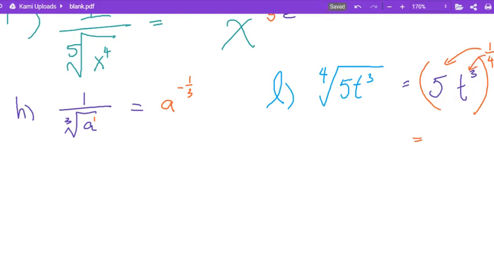Or we just straight away give it a denominator because it's the fourth root that is being taken. We take a denominator of 4. And because the 5 doesn't have a power, well, it does, right? It's the power of 1, which we don't write.